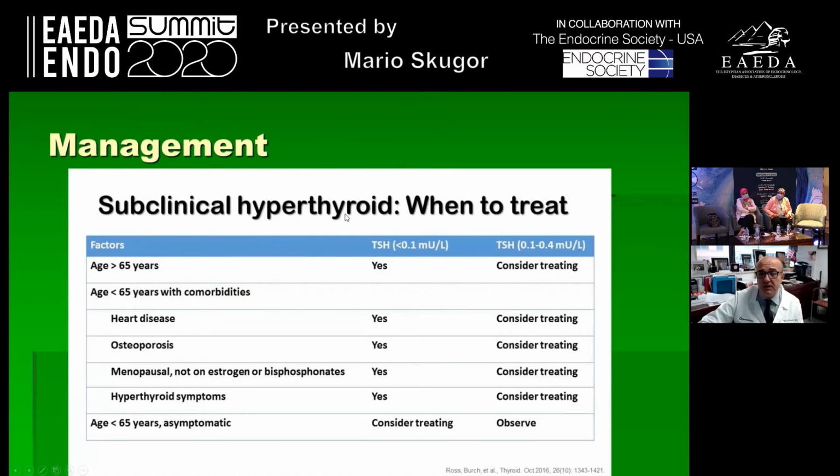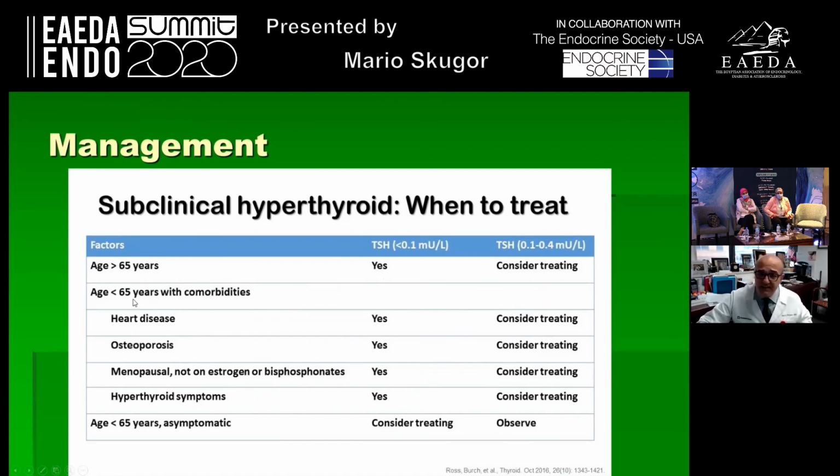These are the American Thyroid Association guidelines for treatment or not treatment. They were published in 2016. Those are the latest guidelines we have. Age of 65 is considered a risk factor. If you're older than 65 and your TSH is less than 0.1, you should treat those patients. But if it's TSH of 0.1 to 0.4, consider treating. You don't have to, you can watch.